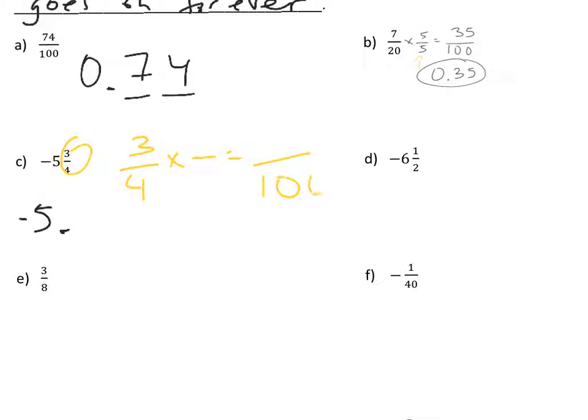have a denominator of 100. 4 times what is 100? Well, 4 times 25. So what we're multiplying by would be the fraction 25 over 25. So then if I multiply straight across, you should get 75 over 100. So then it's 75 100ths. So our answer is -5.75.